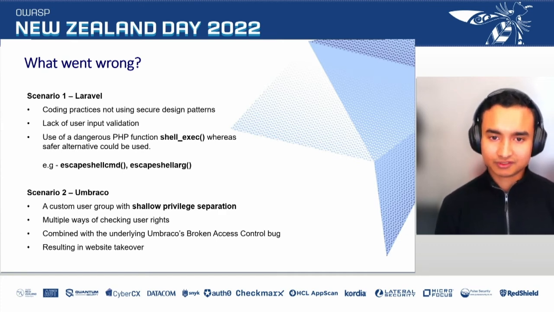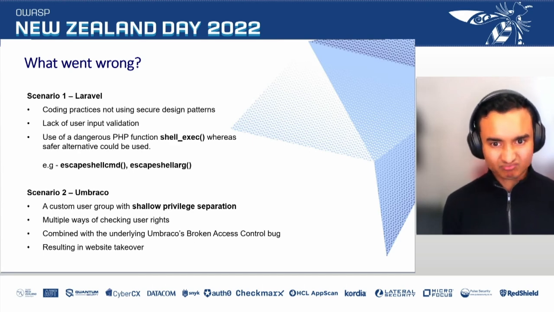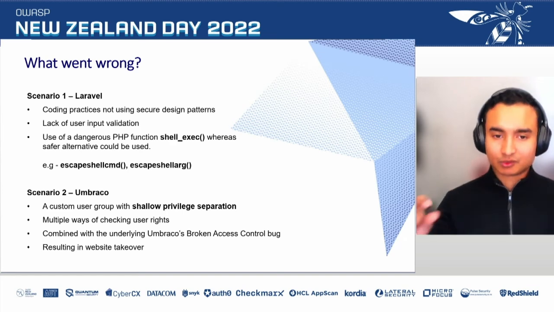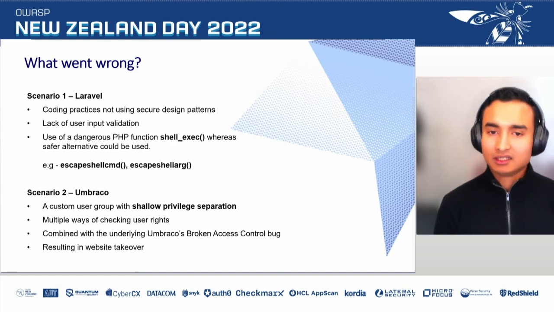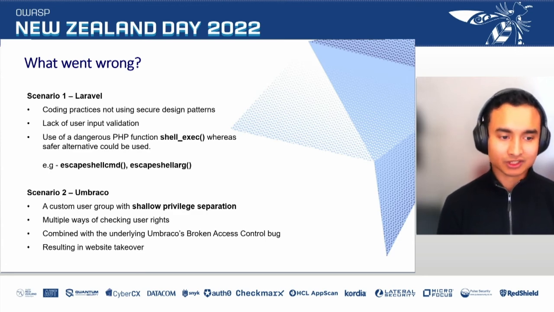Also, there was the use of a user ID and not a random UUID, or what we call a GUID, a random string. All this combined with the lack of authorization checks meant we could take over essentially the site that was built using Umbraco.